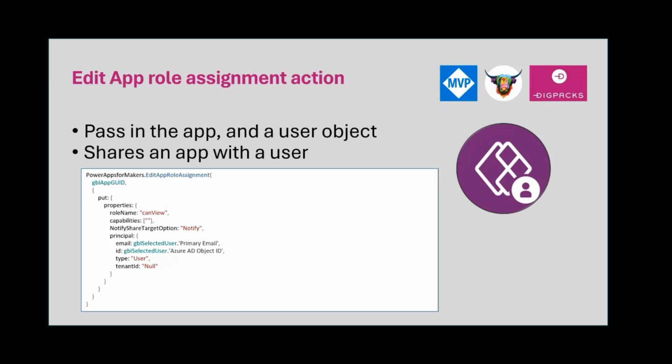We can pass in type. For the purpose of this demo, we're doing user, but you can also pass in group as well. So if you want to share your app with an Entra ID group in this way, you certainly could. It's not a problem at all. And last but not least, tenant ID. You will notice there that is passed in as null. And this is a little trick I've found out. In the past, I have stored the tenant ID in an environment variable.